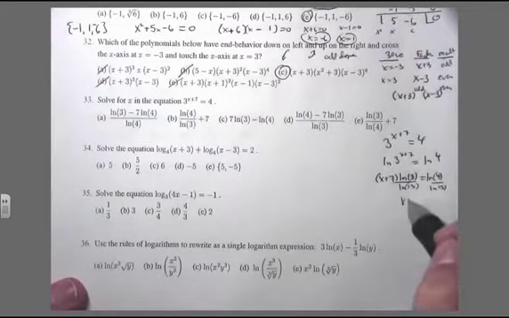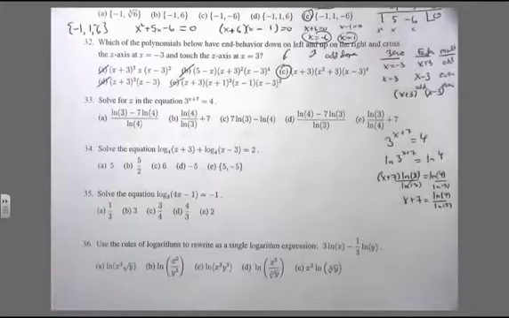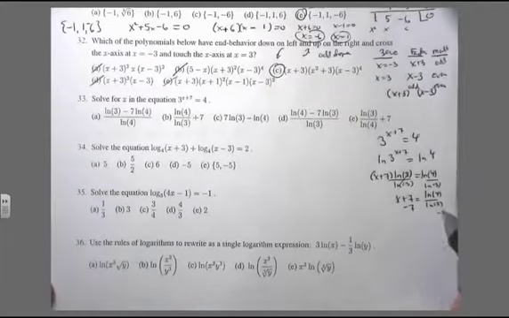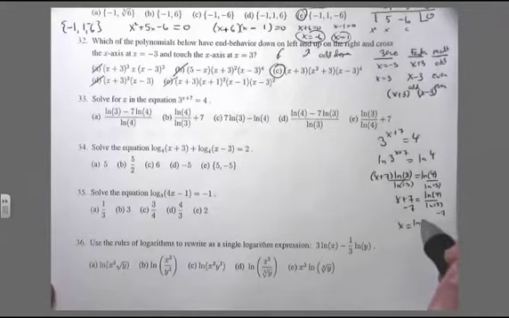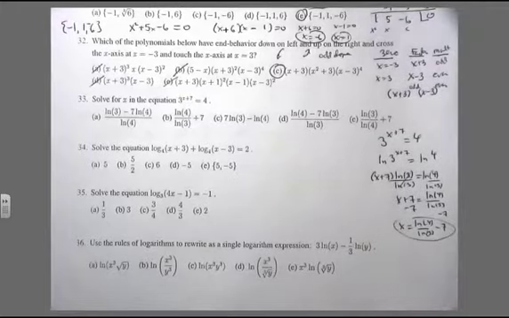This cancels. That leaves me with x plus 7 equals the natural log of 4 divided by the natural log of 3. And then to solve for x, I'm going to subtract 7 on both sides. That gives me x equals the natural log of 4 over the natural log of 3 minus 7. Natural log of 4 divided by the natural log of 3 minus 7. Who's got the minus 7 here?